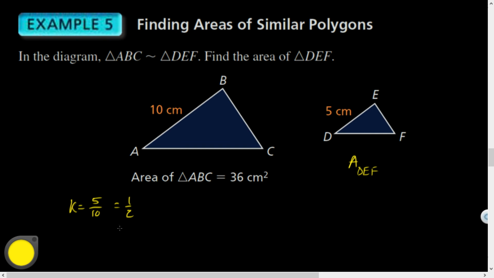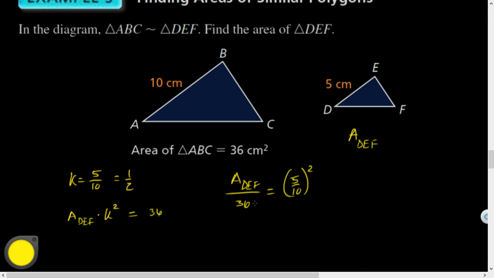So you could have said area of DEF multiplied by k squared should equal 36, is one way you could do that. You also could have set it up as a proportion. We could have said the area of triangle DEF over 36 would have been the ratio of 5 to 10, all squared.